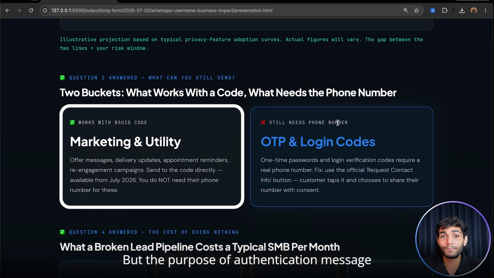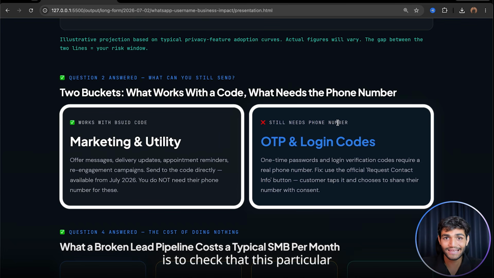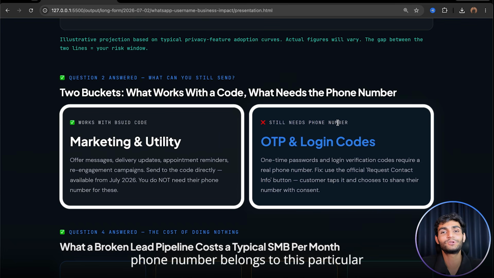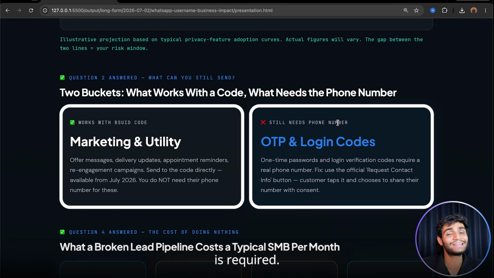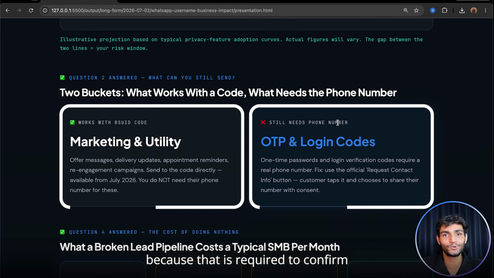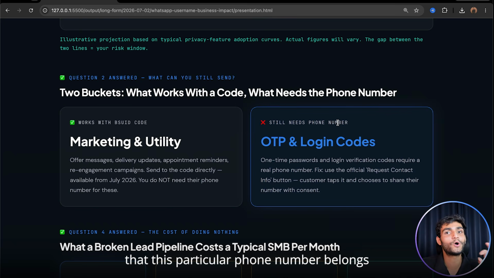Okay, but the purpose of the authentication message is to check that this particular phone number belongs to this particular person. So over there, the phone number is required. If the person is sending you the authentication message, you will get the phone number, because that is required to confirm that this particular phone number belongs to this person.